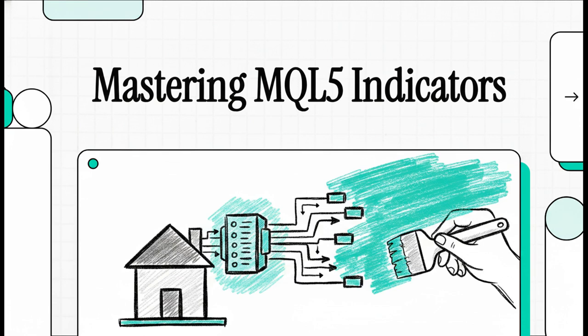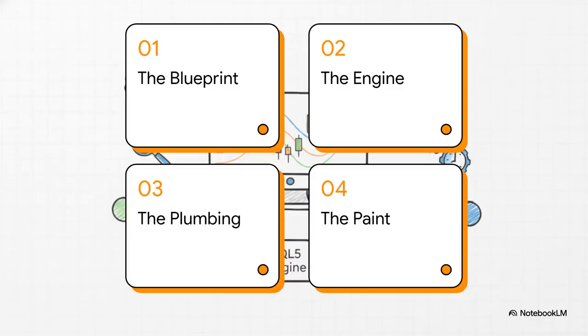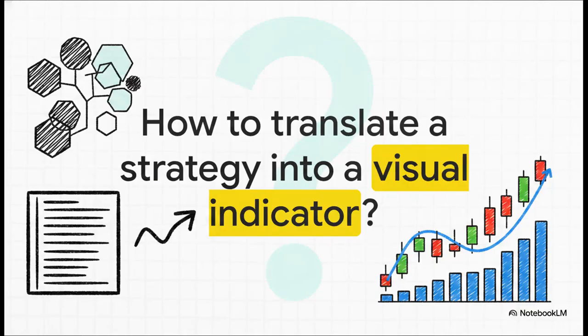Think of building a custom indicator exactly like constructing a house. You can't just start throwing up walls, right? You need a solid foundation, a really powerful core, a reliable routing system, and of course, a great coat of paint. To get there, we've got a clear four-step process. First, the blueprint. Next, the engine. Then, the plumbing. And finally, the paint. Let's jump right in.